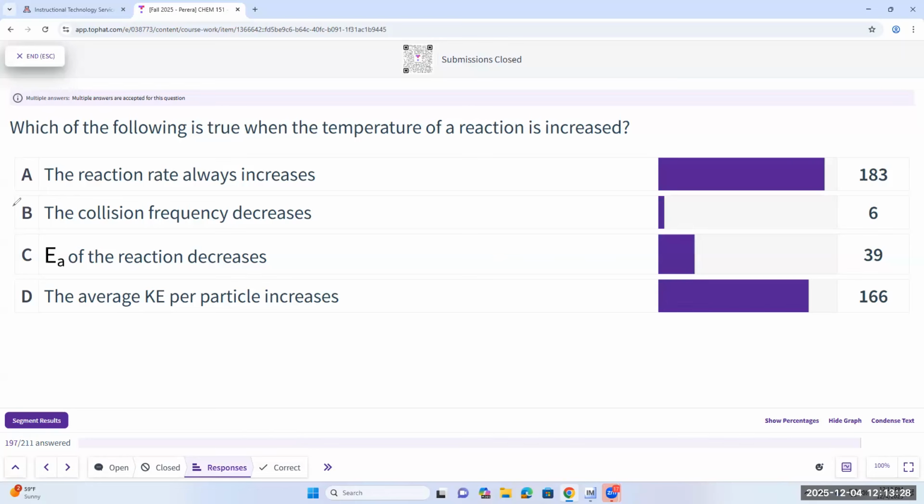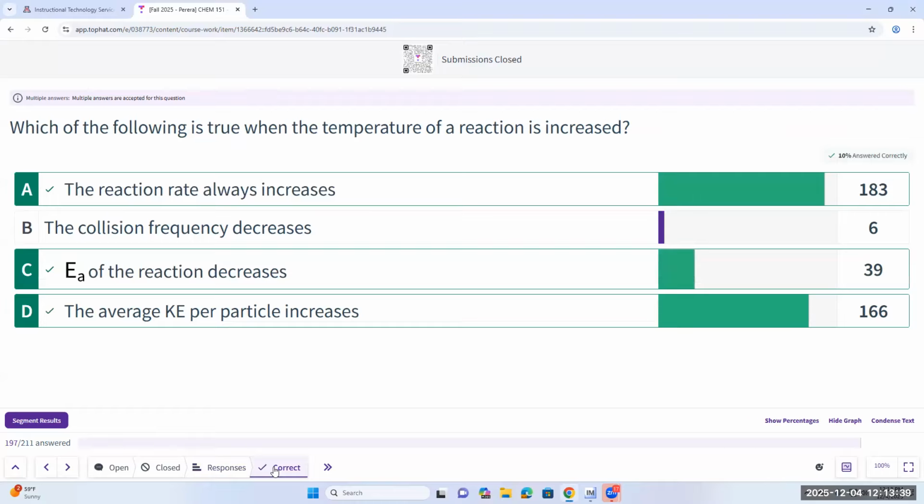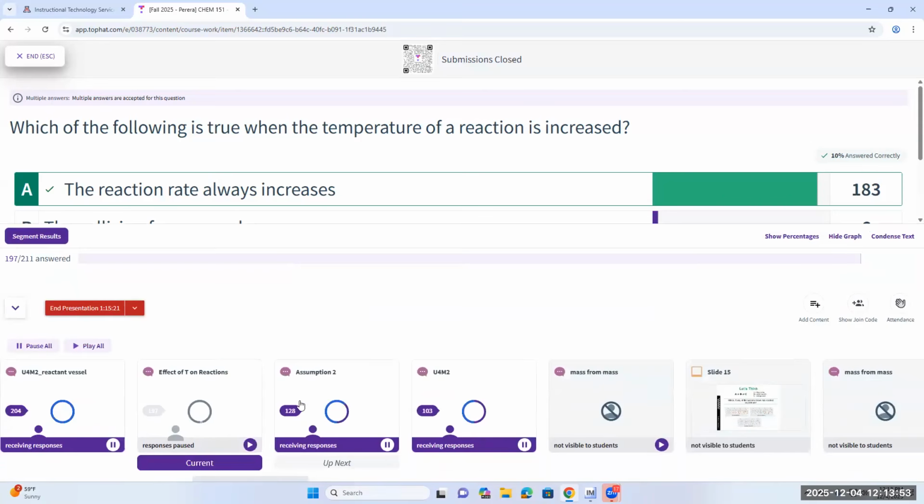And then average kinetic energy per particle increases. That is correct, because when you increase the temperature, particles move faster, meaning you can have a higher kinetic energy. Oh, no, this is incorrect. I need to fix that. Please unselect option C. The only way to decrease activation energy is by adding a catalyst. I need to fix that.